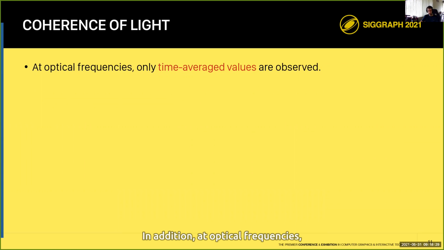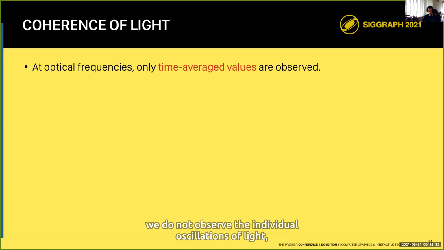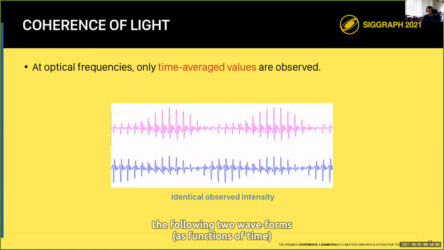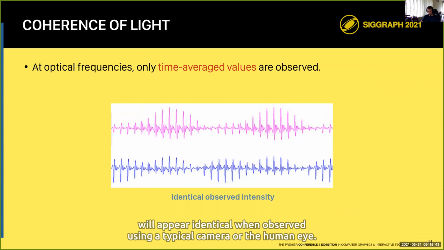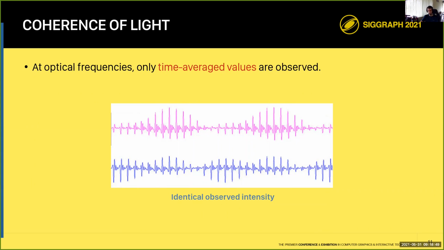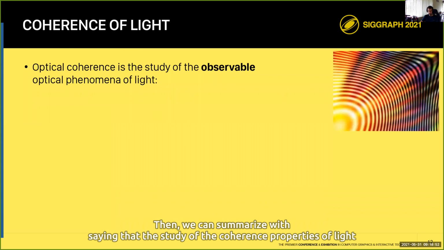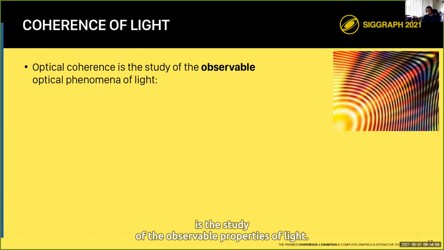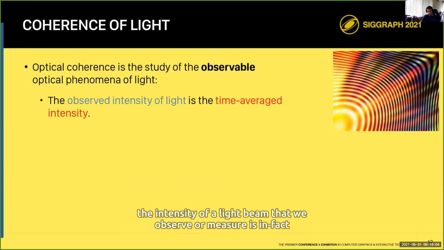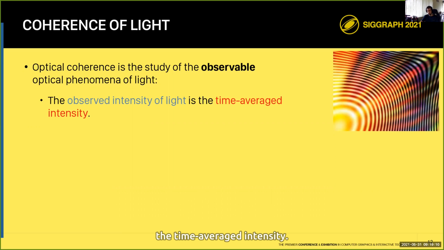In addition, at optical frequencies, we do not observe the individual oscillations of light, but only time average values. For example, the following two waveforms, as functions of time, will appear identical when observed using a typical camera or the human eye. Then, we can summarize with saying that the study of the coherence properties of light is a study of the observable properties of light, because the intensity of a light beam that we observe or measure is in fact the time averaged intensity.